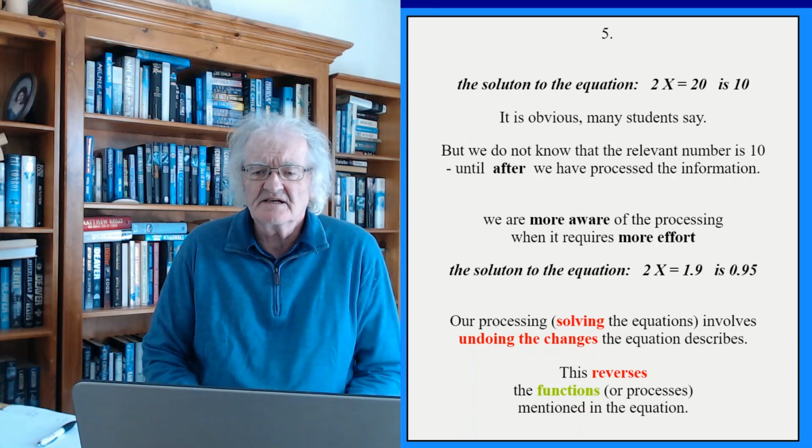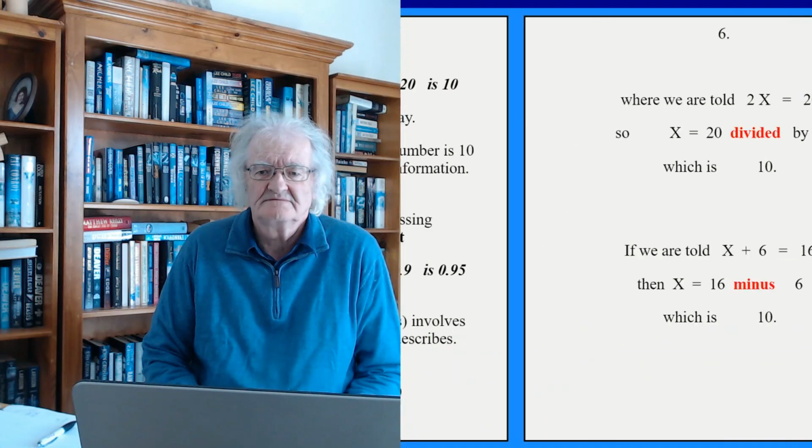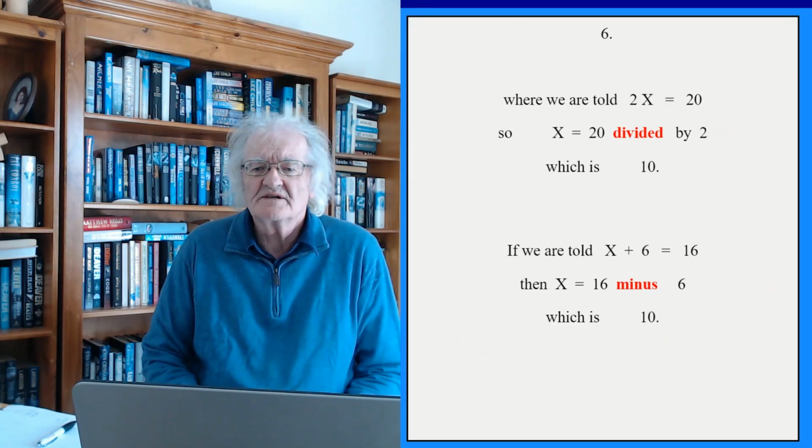Our processing, solving the equations, involves undoing the changes the equation describes. This reverses the functions or processes mentioned in the original equation. Where we are told 2x equals 20, we know that x must be 20 divided by 2, which is 10.